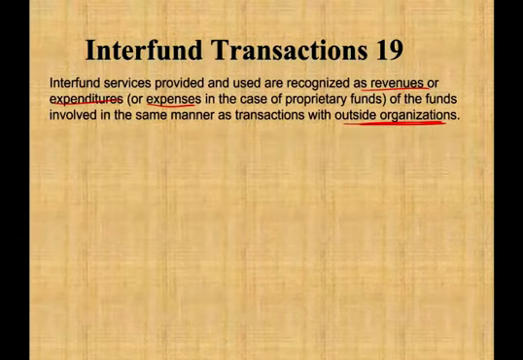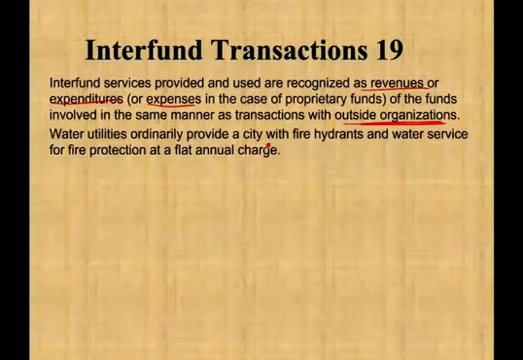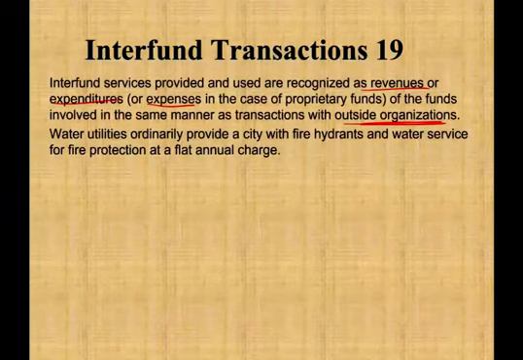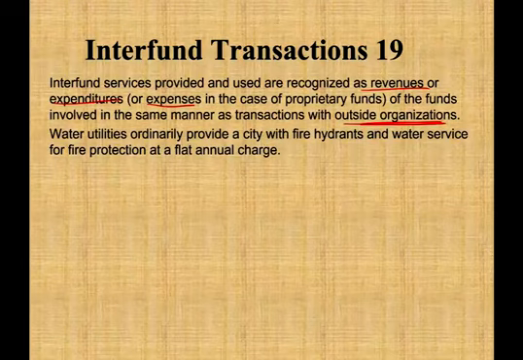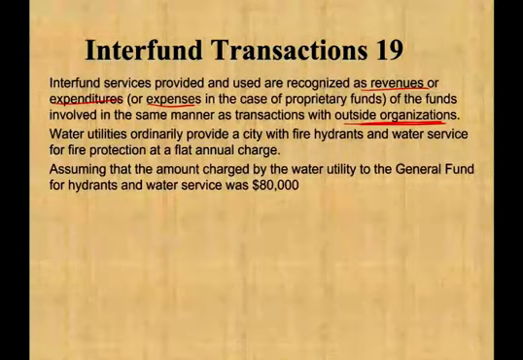So if the exchange is considered reciprocal, it's going to be an expenditure for us and revenue for the other party. Okay. So the water utility ordinarily provides the city with the fire hydrant and water services for fire protection at a flat annual charge. So we have another fund. It's called the Water Utility Fund, and that fund is an enterprise fund. Basically, it's an independent fund. And what we do, the city needs water, obviously, for the fire hydrant, for their buildings, and so forth. So the other government, the enterprise fund, charges a flat fee. Assuming the flat fee is $80,000. Okay, so the enterprise fund is charging the general fund 80,000.